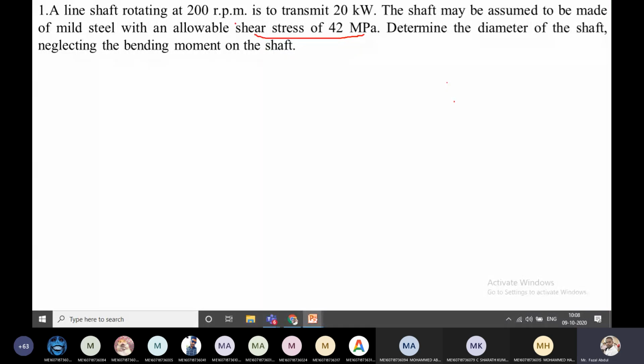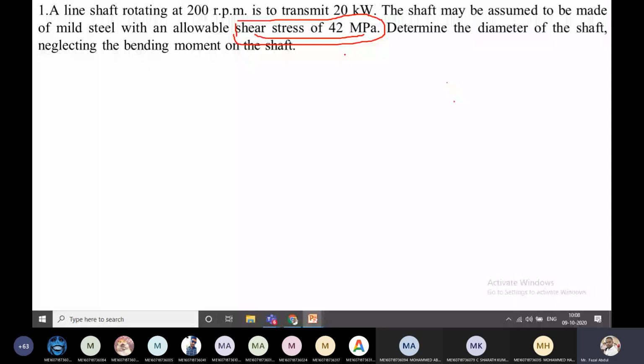Now, to calculate the diameter of the shaft, first check which category the problem belongs to, because the shaft is designed based on two criteria. The first one is strength wise, the second one is deflection wise. Under strength wise, again four categories are there.